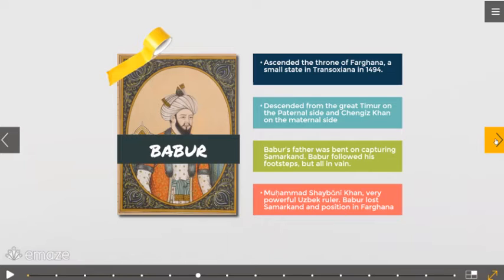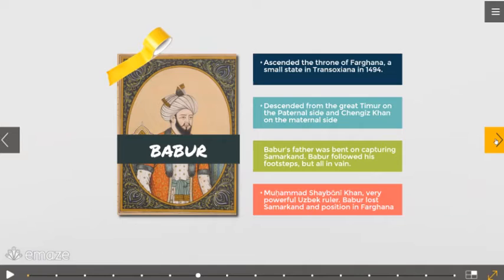Babur ascended the throne of Farghana, a small state in Transylvania. I know it's a big word to pronounce, but you've got to learn it. Transylvania in 1494. So he ascended the throne at a very young age, and it wasn't completely a bed of flowers for him. It wasn't very easy to come to his position to lay the foundation of the Mughal Empire. He went through a lot of struggles.